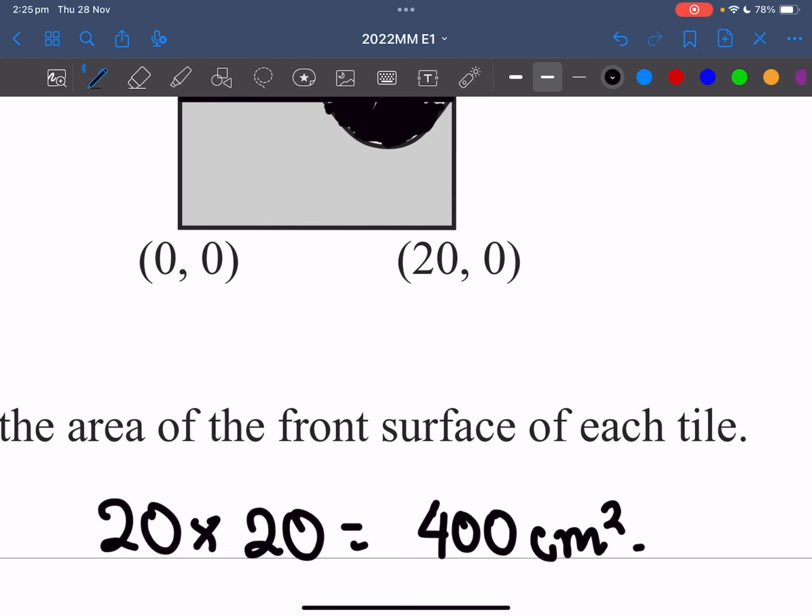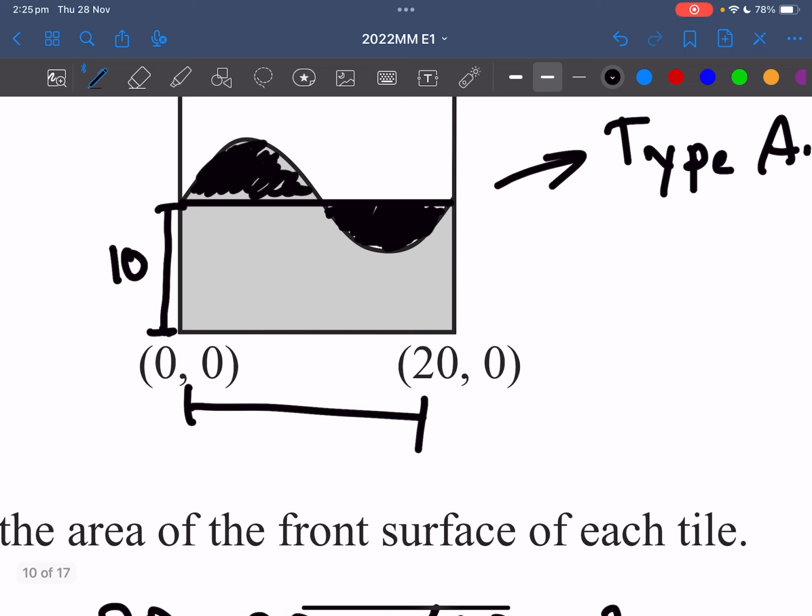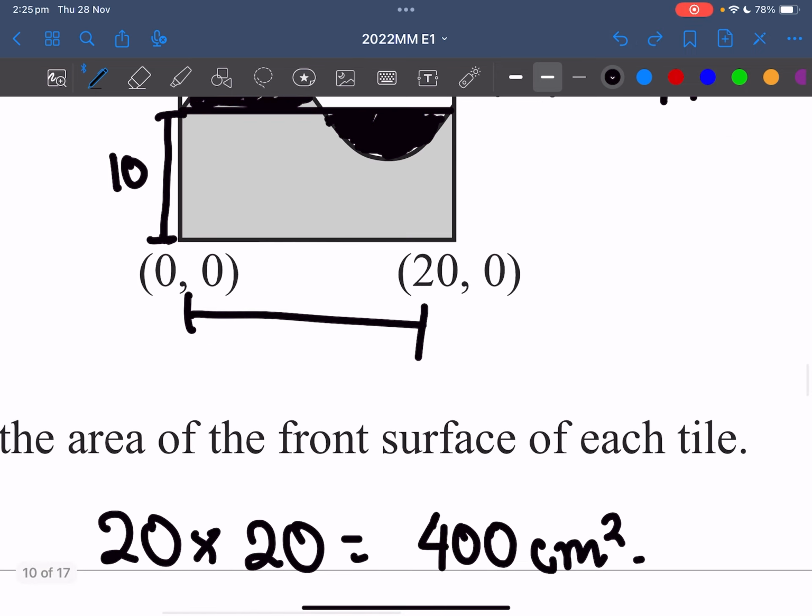Well, what's the distance here? Because if the full distance is 20, what's half of it? It's going to be 10, right? And if I want half the area, of course it makes sense that I take half the height, right? The width is fine. It's just the height, because we are cancelling out this area over here and putting it in here. So that's why I'm going to cancel this out.